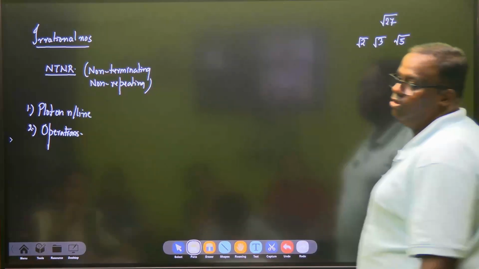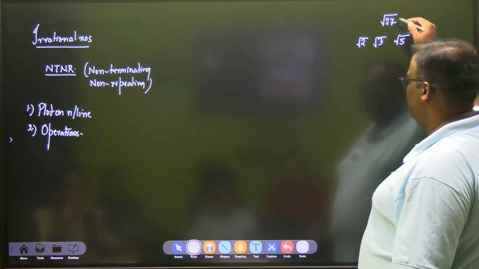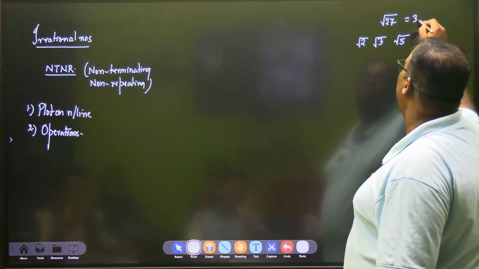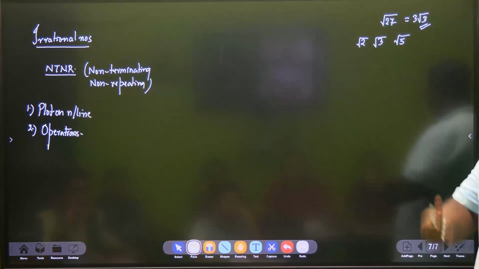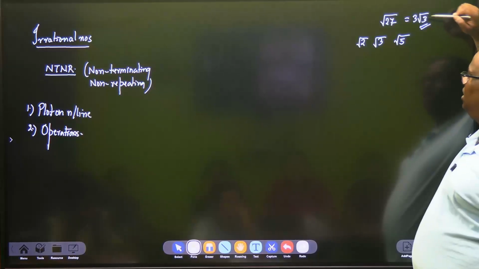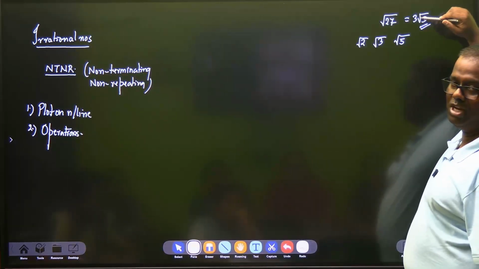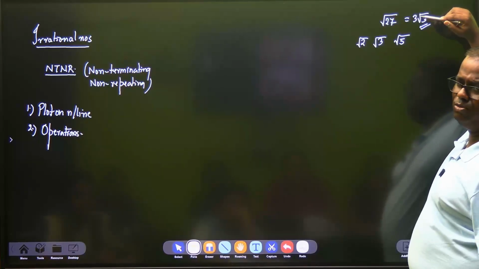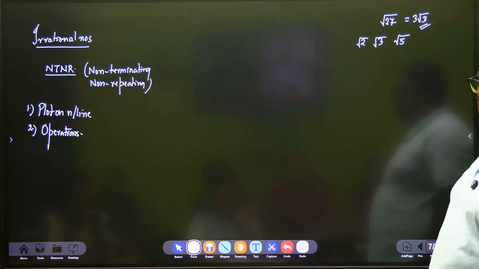These numbers can also be broken as a rational multiplied with an irrational. Just see, 27 is 3, 3, 3, so this can be written as 3 root 3. Ultimately, you used to write a composite number as prime factors, remember? In irrational numbers also, ultimately you will get a prime number under a root, and outside it will be a rational number. If you multiply a rational with an irrational, you will always get an irrational. Those things we'll see.